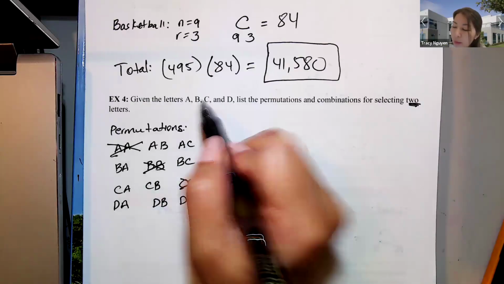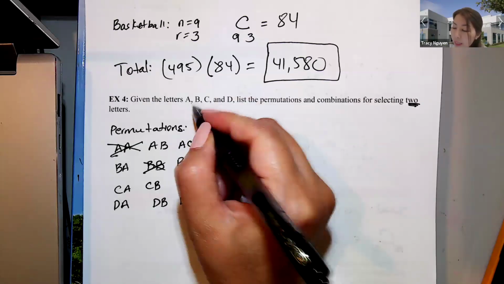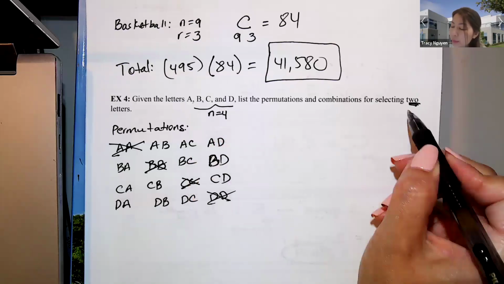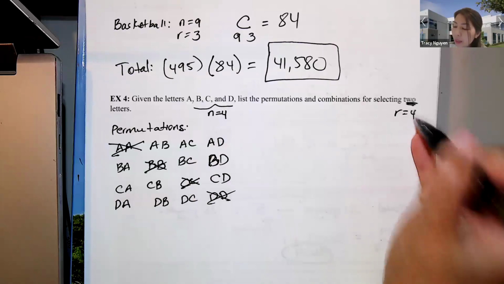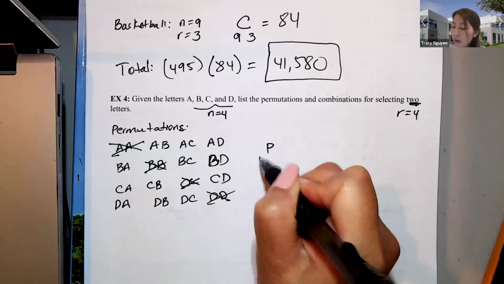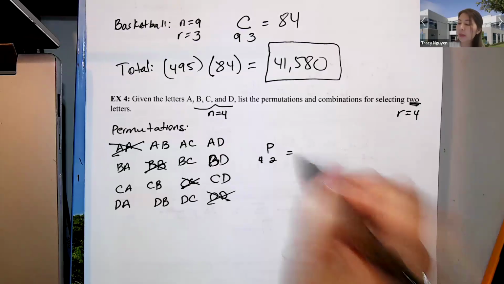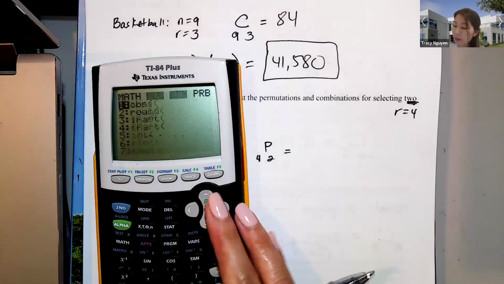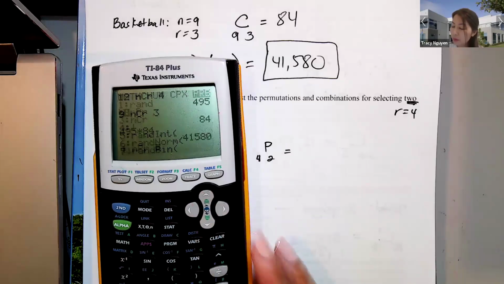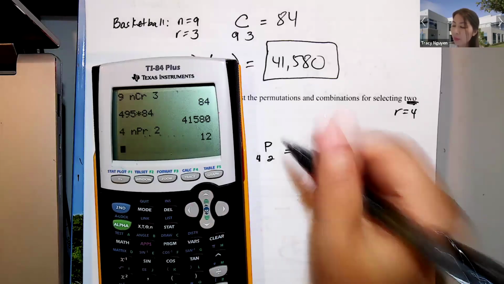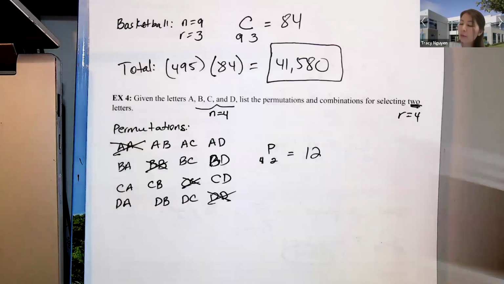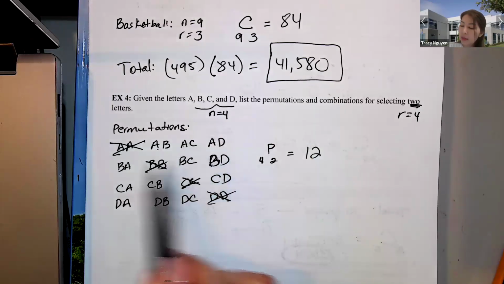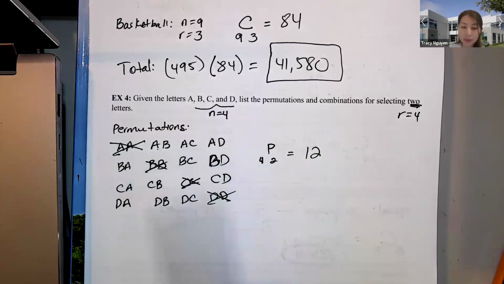How many letters here? 1, 2, 3, 4, meaning that N equals 4. And we're selecting 2, meaning that R equals 2. If you do the permutation of 4 choose 2, let's see. 4, math, PRB, you go down to permutation of 4 choose 2. This will give you 12. Let's find out how many we listed here: 1, 2, 3, 4, 5, 6, 7, 8, 9, 10, 11, 12. We got it.